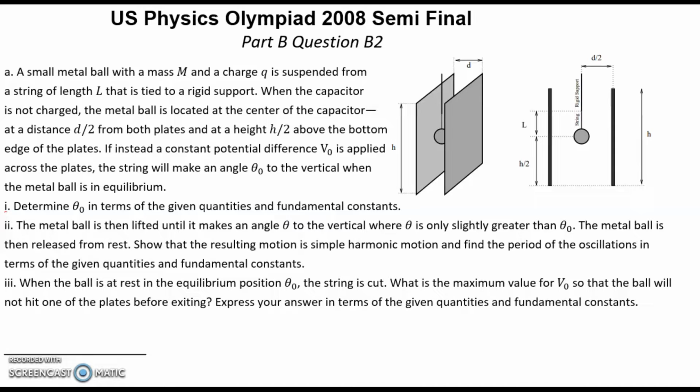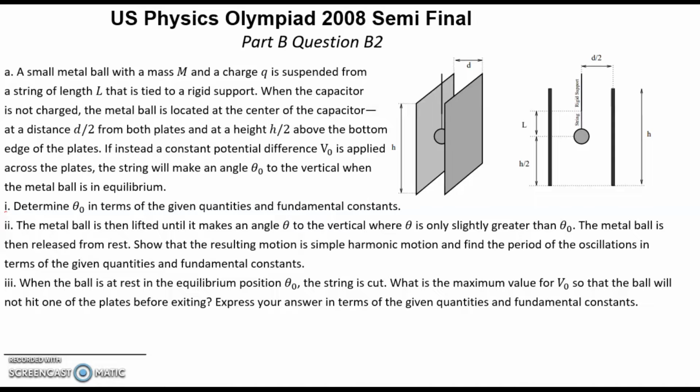If instead a constant potential difference V0 is applied across the plates, the string will make an angle θ0 to the vertical when the metal ball is in equilibrium. First, determine θ0 in terms of the given quantities and the fundamental constants.